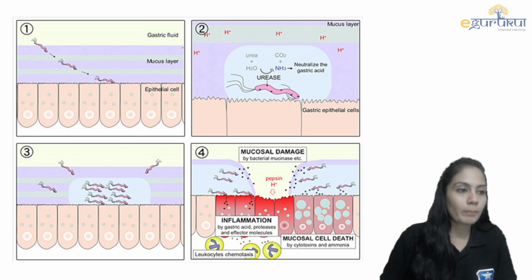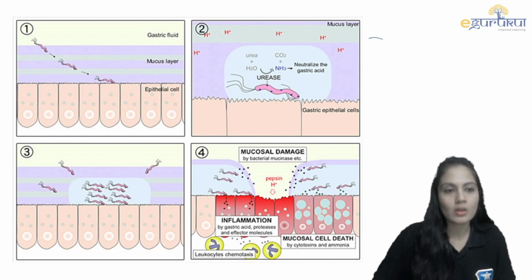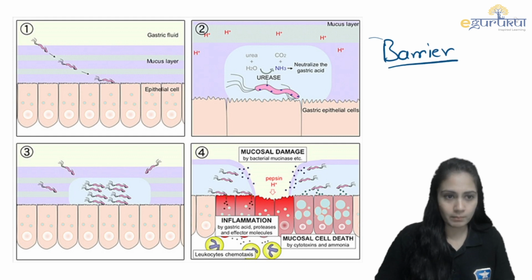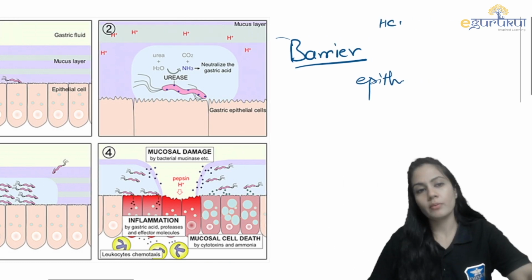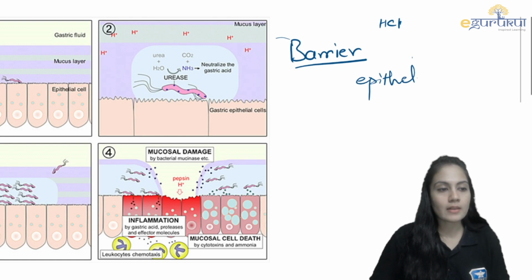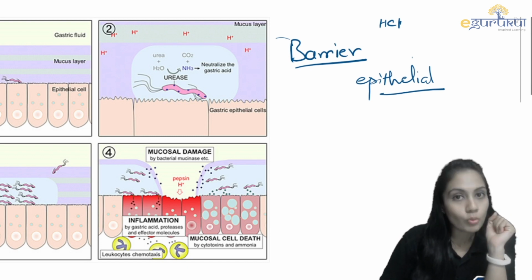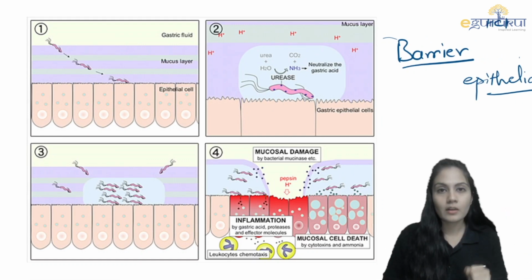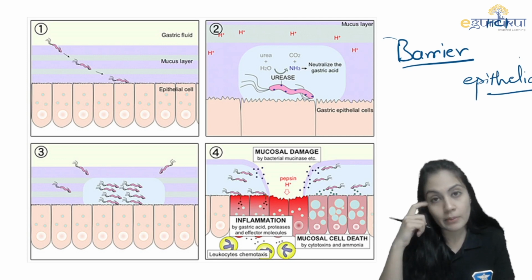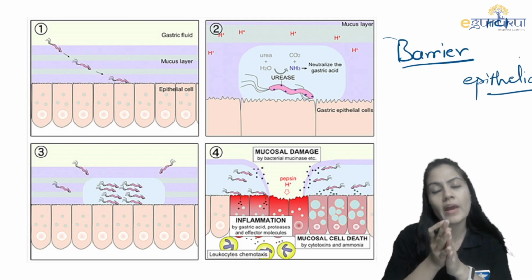The layer that prevents us from digesting our own cells is known as the bicarbonate barrier, or gastric barrier, or gastric mucosal barrier. Between the HCl and the gastric epithelial cells, we have a barrier, and that is known as the mucosal barrier. The acid is a primary defensive mechanism to protect us from the bacteria and viruses, whatever microorganisms are there inside the food.